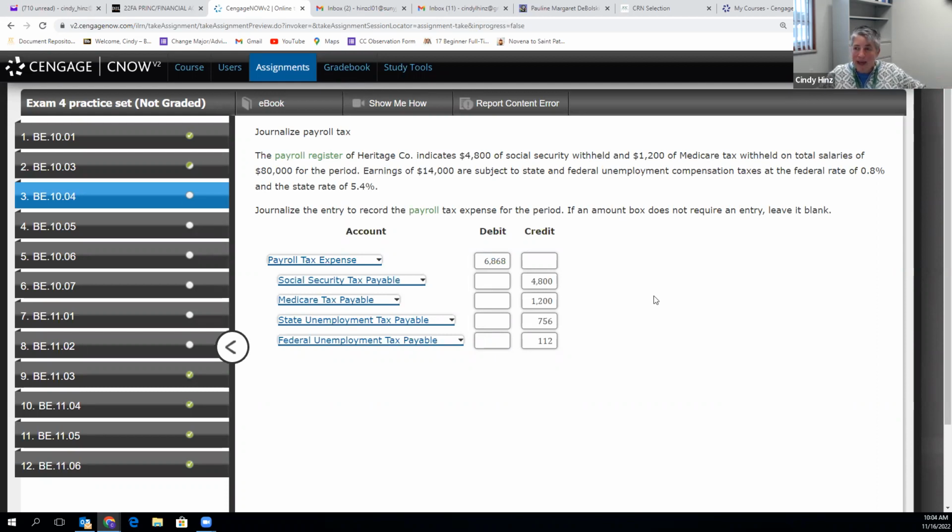And so on top of the 80,000 that they're paying to the employee, and for all of those, the employee side, the retirement, Social Security, Medicare, and federal withholding, and in 42 of the 50 states, there would also be state withholding for state income tax. This is on top of that. So the total cost for this payroll to the company is not 80,000, but 86,868.